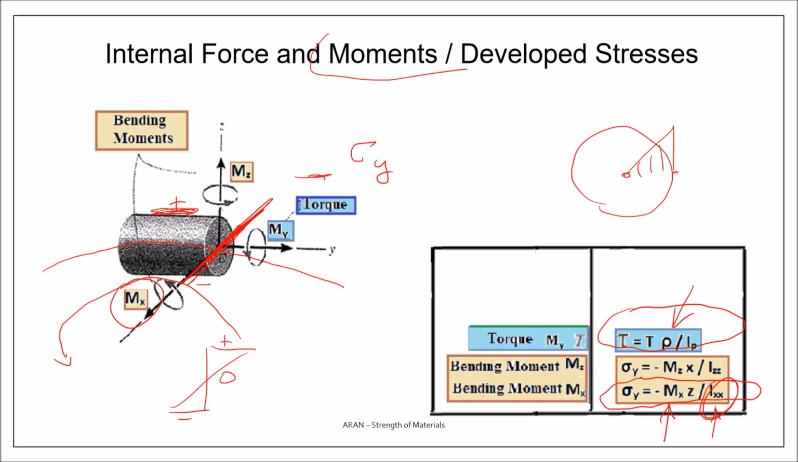You can do the same also for mz. In this case, we have a bending around the z-axis. Well, the moment of inertia and the bending moment we have to use are these values. Okay, bending moments, when they are torques, they cause shear, and when they are bending, then they cause normal stresses.